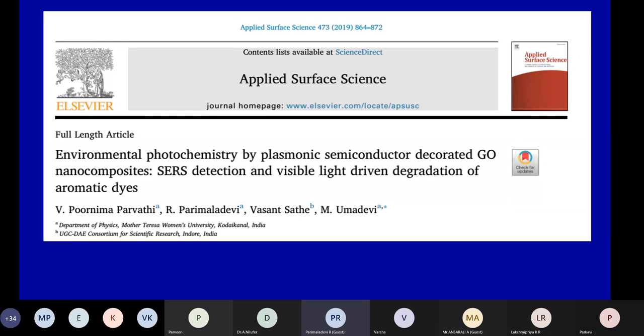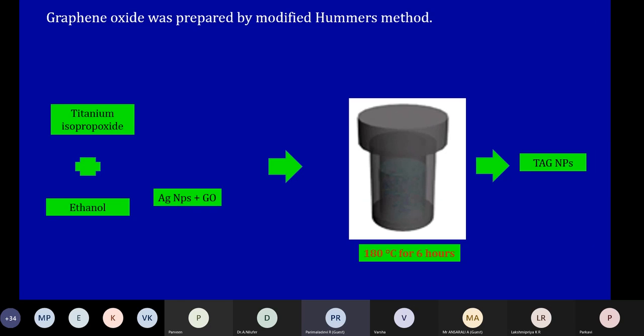Okay, this paper was published in Applied Surface Science. So for that, first we prepare graphene oxide. Graphene oxide was prepared using the Hummers method.